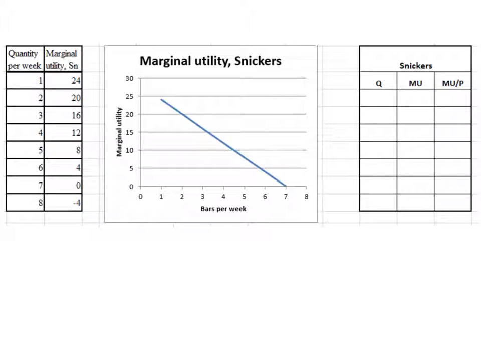So, Michael's going to be consuming 2 Snickers a week for a marginal utility of 20 and a marginal utility per dollar that will also be 20, since the Snickers sell for $1. So it looks like our second trial is a success.